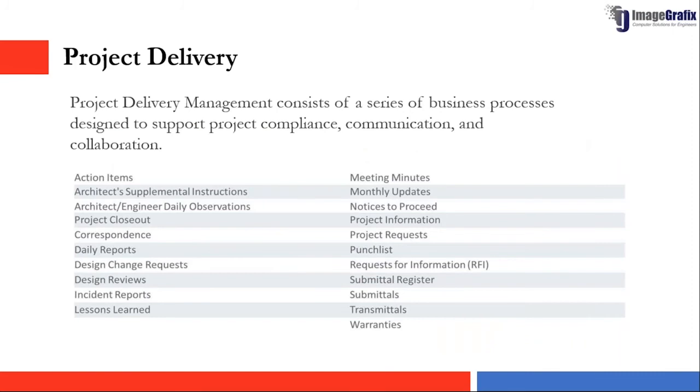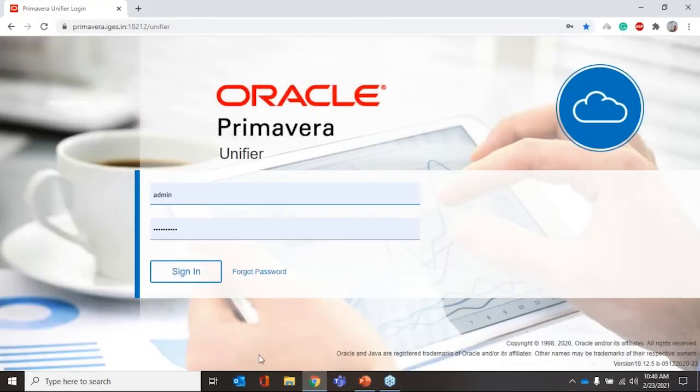Lastly, the project delivery. Apart from cost control, we have two major features in Unifier. One is project cost control. The second one is project delivery, where you can automate your business processes such as submittals, transmittals, action items, RFIs, incident risk reports, and daily reports. All these things, lessons learned, project closeout information, everything can be configured or automated in Unifier, right? So now let us move to the live application and see how this Unifier works.